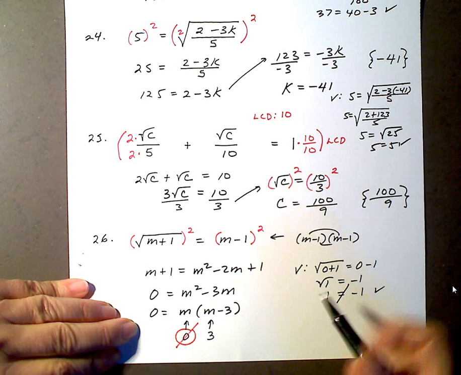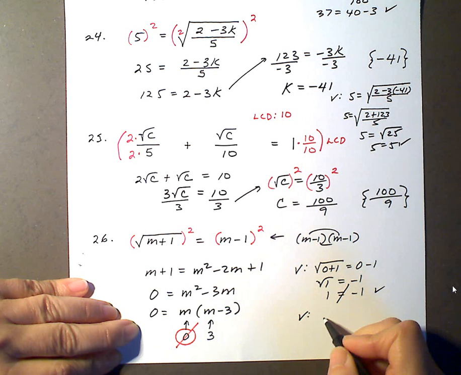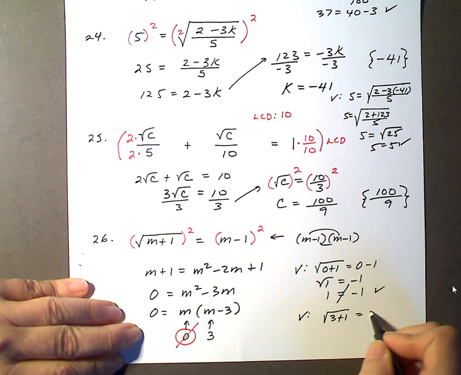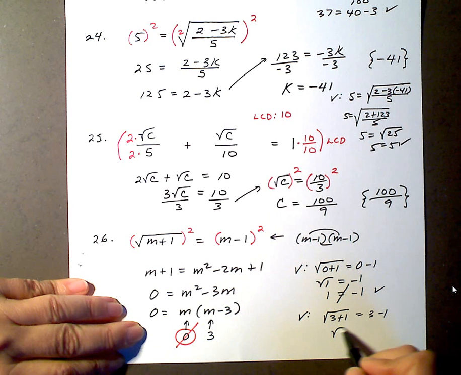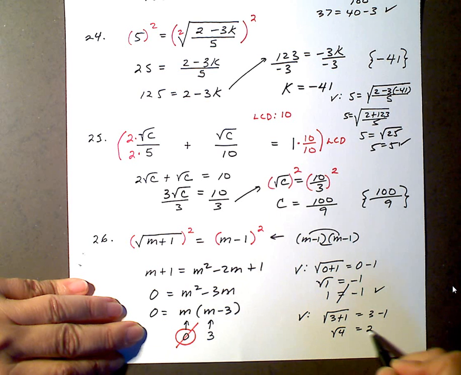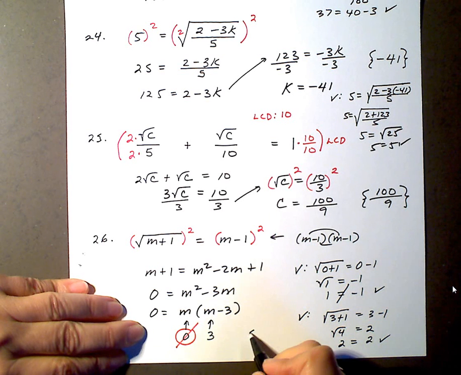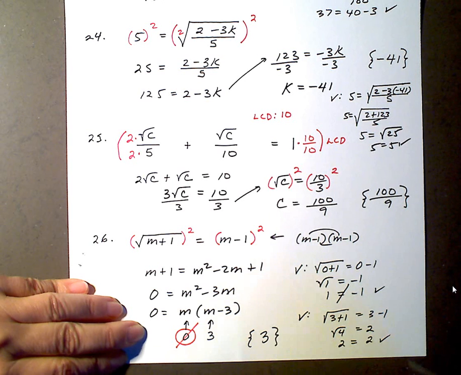And now I have to check the 3. So 3 plus 1 is equal to 3 minus 1 here. So the square root of 4 is equal to 2. This is looking for the positive square root of 4, which is a positive 2, and that does equal 2. So that one checks. So our solution on this one is just a positive 3.